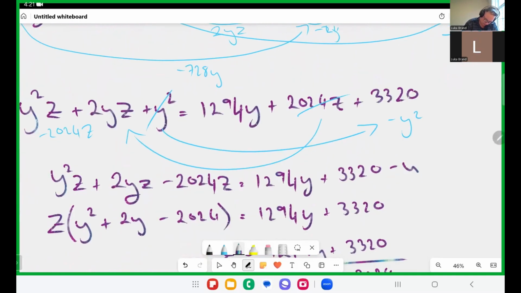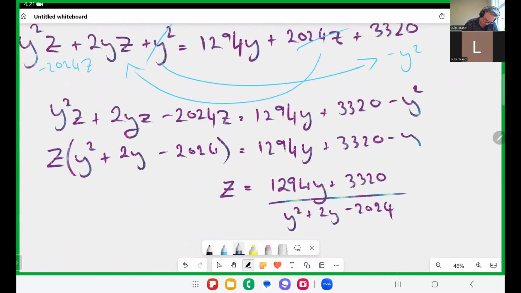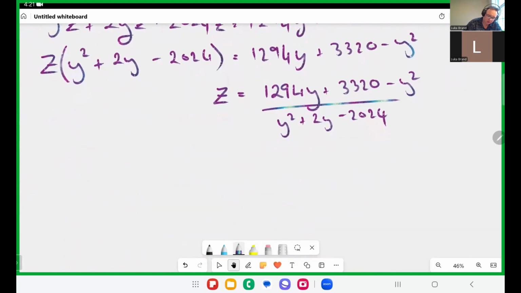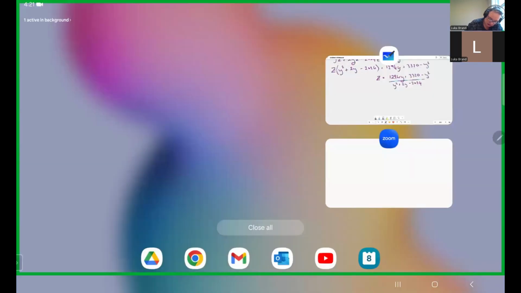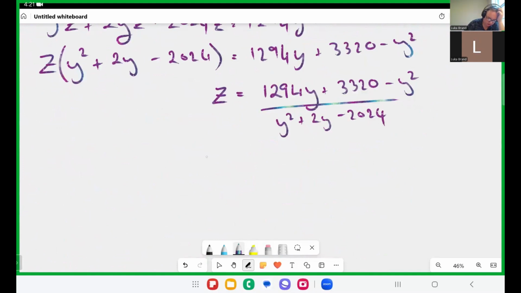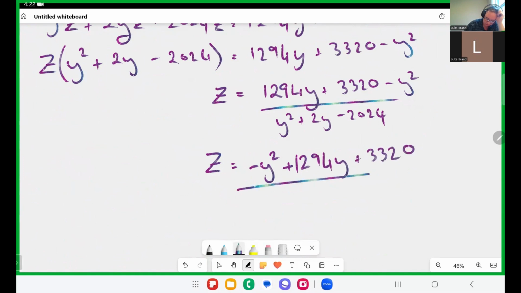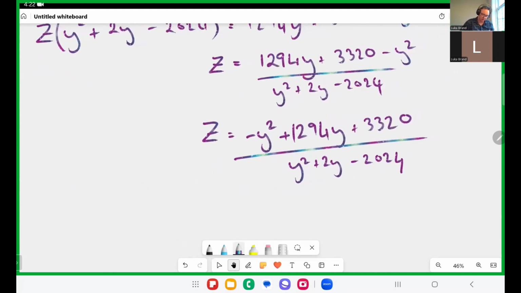And I did right there. Now I'm going to rearrange this equation so it is in the order y squared plus or minus y plus or minus a number. Negative y squared plus 1294y plus 3320 over y squared plus 2y minus 2024. All right, that is an equation for z.